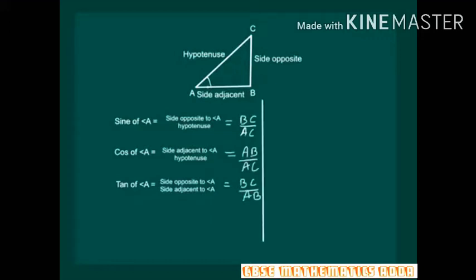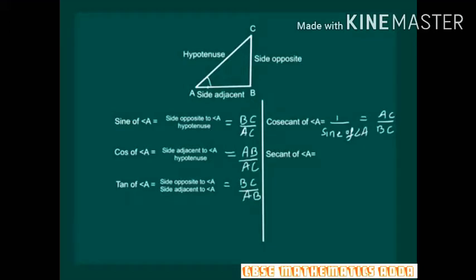These are the three ratios. Next, the fourth ratio, cosecant of angle A, and that is simply the reciprocal of sine of angle A. So this equals 1 by sine of angle A. So we can write here AC divided by BC. That is the reciprocal of sine A, so this is equal to AC divided by BC.